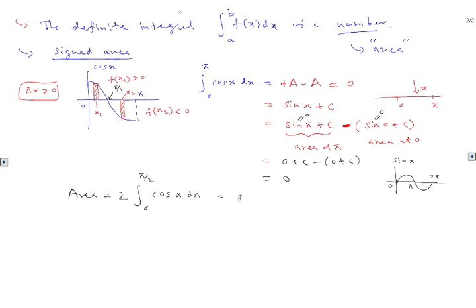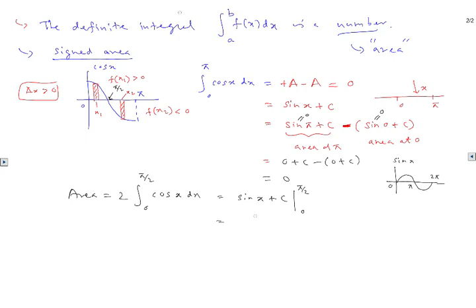The integral is sine x plus c, and then you evaluate this at pi over 2 and subtract the value at 0. Actually there's a notation for that. You draw a line, and it means you evaluate at the larger value and subtract the value at the smaller value. You evaluate the value at the larger value first and subtract the value at the smaller value.